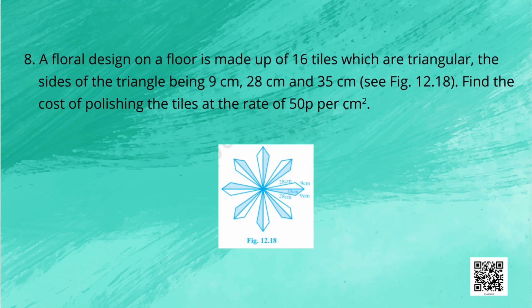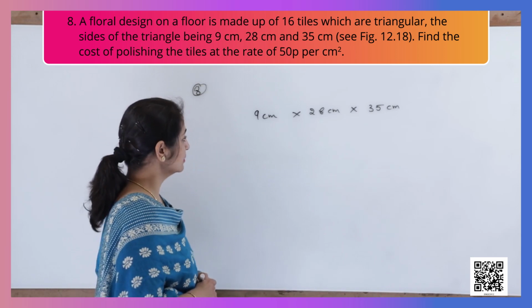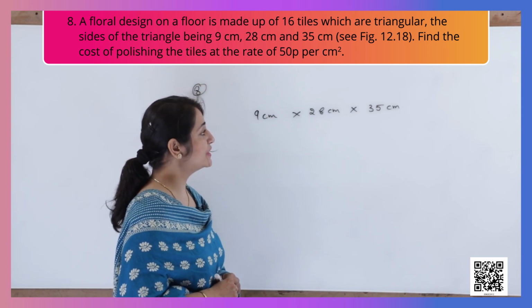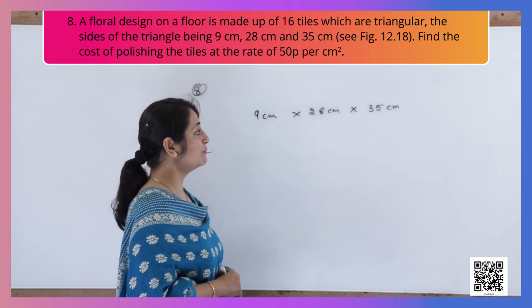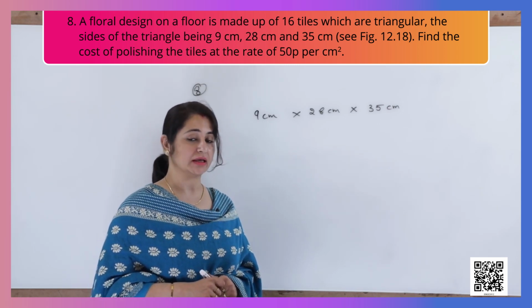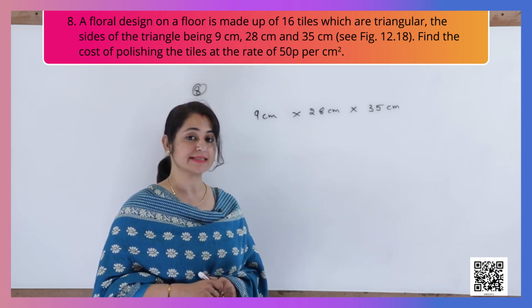Question number 8. A floral design on a floor is made up of 16 tiles which are triangular. The sides of the triangle being 9 cm, 28 cm and 35 cm. Find the cost of polishing the tiles at the rate of 50 paisa per centimeter square. So, the dimensions of one triangle are 9 cm, 28 cm and 35 cm. These are the three sides of the triangle. So, with the help of these, we can easily calculate the area of the triangle. And then we will multiply that area with 16 because there are 16 such tiles.